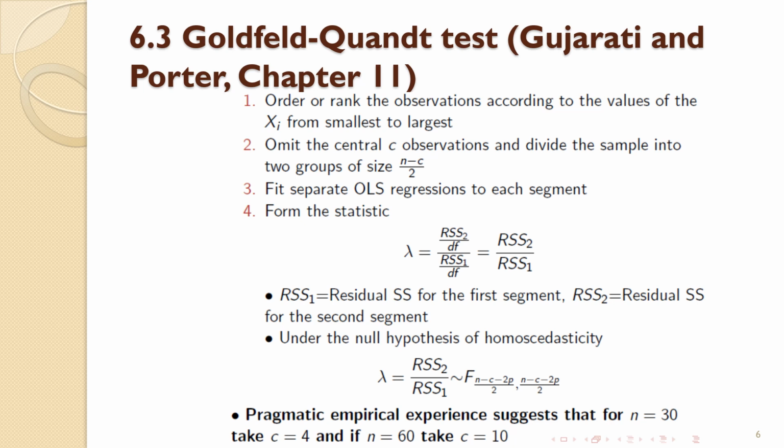So the idea would be that you fit separate regressions to each segment of the sample and form this statistic, and under the null hypothesis of homoscedasticity, the ratio of the two residual sums of squares should have this F statistic value. If you have large values of the F statistic, this would cause you to reject the null hypothesis of homoscedasticity. Now, it's not necessarily clear what the right values of C to take are, but there are some sensible guessed values. So if n is around 30, take C equals 4. If n is about 60, take C equals 10. Okay, further discussion in the Gujarati.